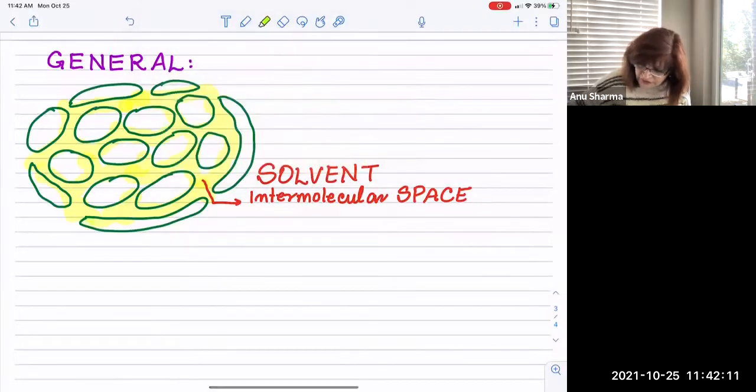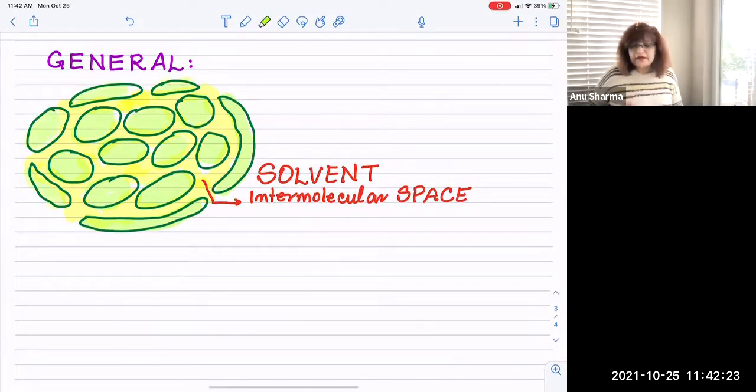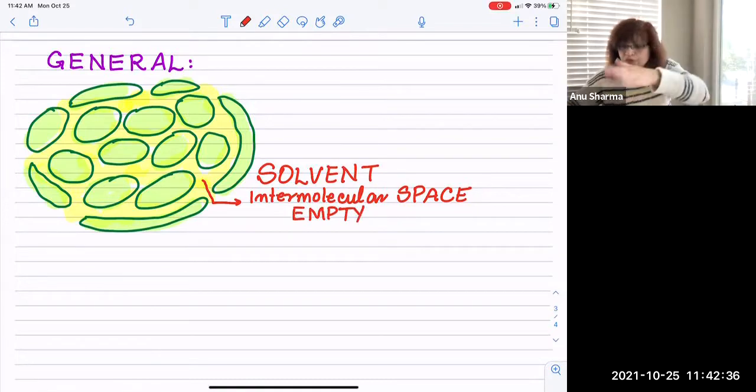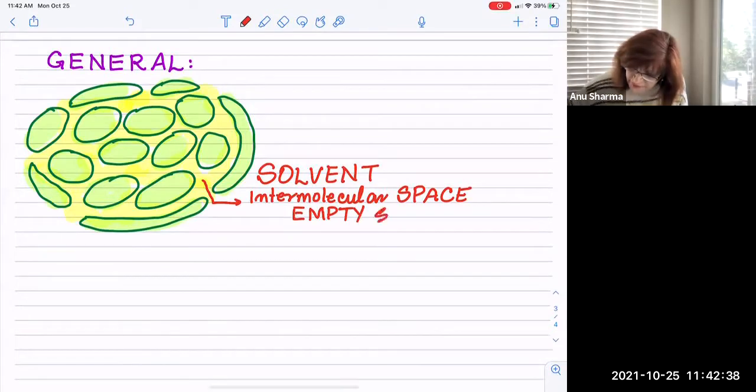So this is a solvent molecule, this one is another one, another one. All these are like clouds. They're soft, they're mobile, they move, they take the shape of the container. Even with that, they will always have this empty space. And because of this empty space, they are mobile, they move.